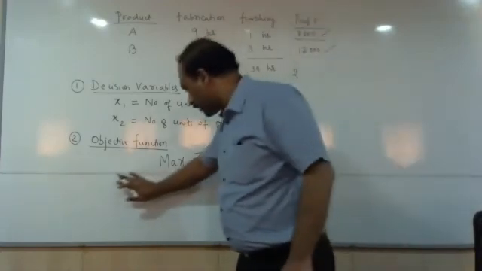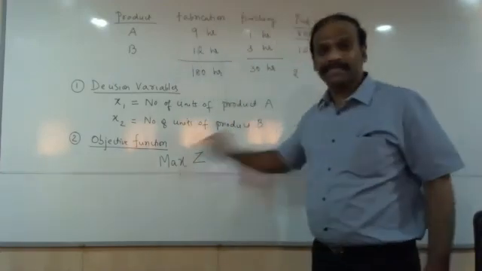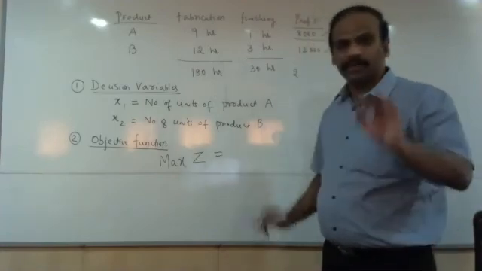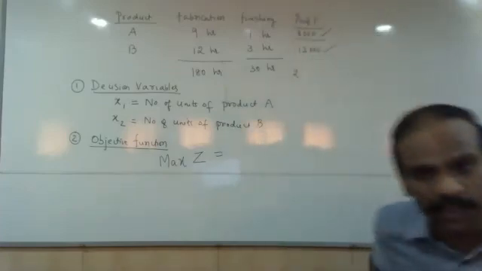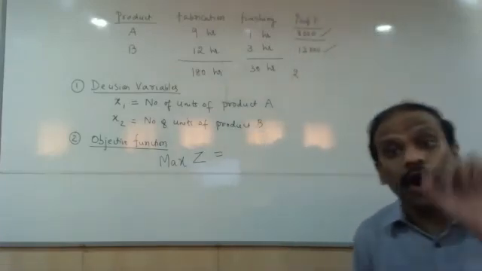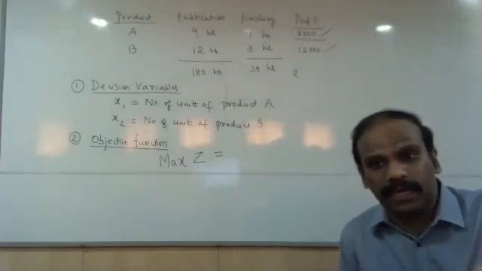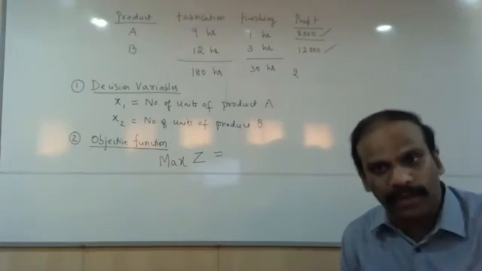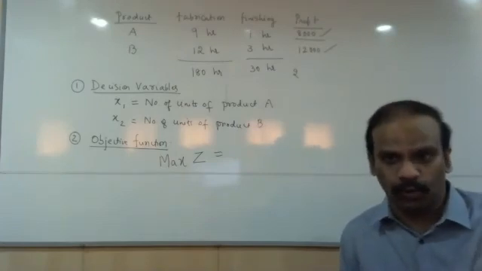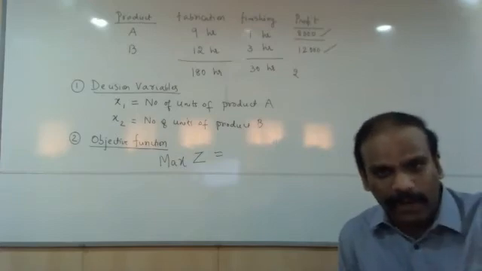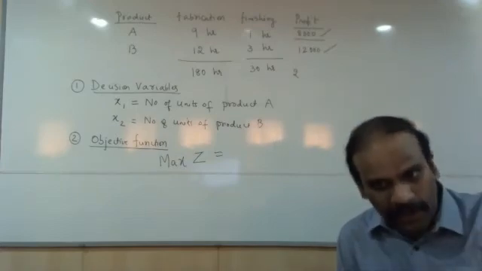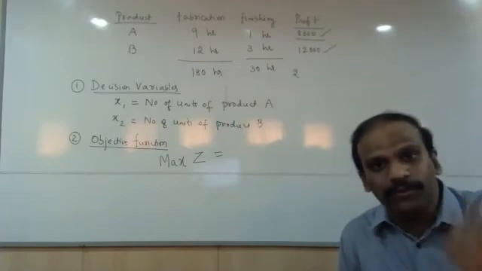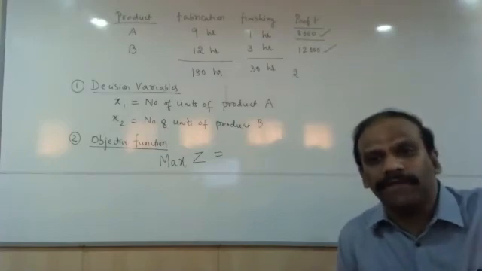Now since it is a maximization function, max z is equal to, and now we have to write an equation for it. How do we write the objective function equation? Very simple. When you substitute the values into the objective function equation, you should get the final answer. I'm repeating it again: you are supposed to formulate an objective function in such a way that when you substitute the values, you get the final answer.